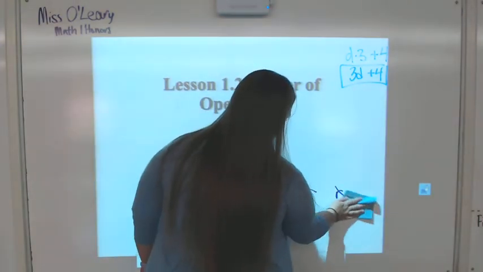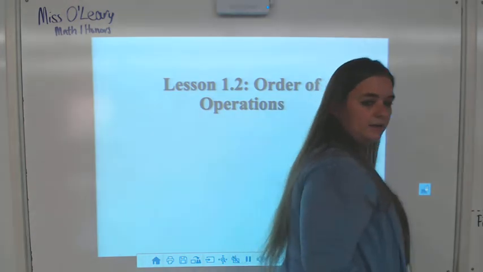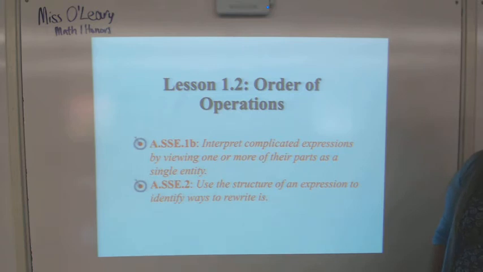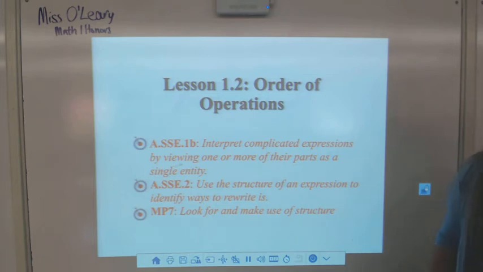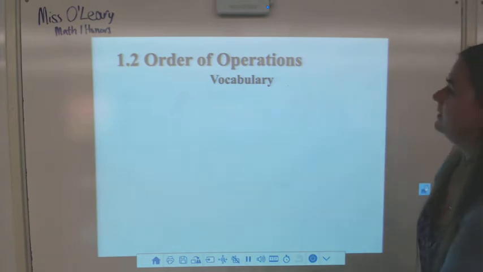But the first thing we're going to do is see what standards we're going to hit with this lesson. First, we are going to interpret complicated expressions by viewing one or more of their parts as a single entity. We are going to use the structure of an expression to identify ways to rewrite it. And finally, we're going to work on that math practice of looking for and making use of structure. So, like always, we're going to start with some vocab here.